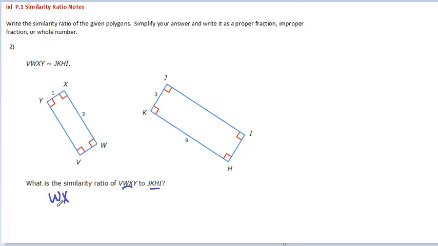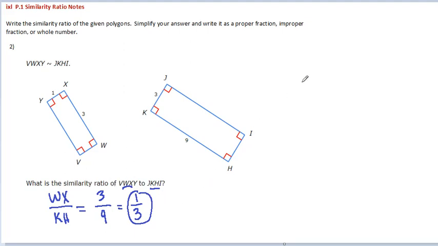WX is in proportion to KH. Then you just fill in the numbers. WX is 3. KH is 9. Then this ratio can be simplified down to 1/3. So that is your similarity ratio.